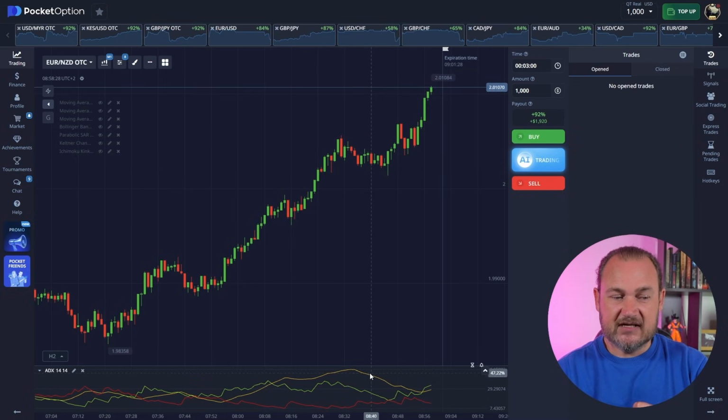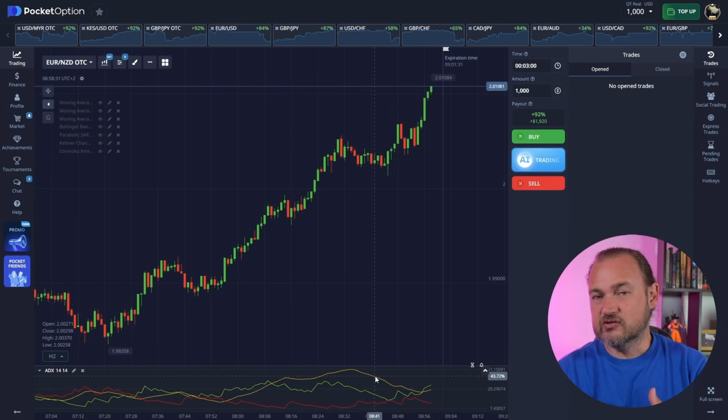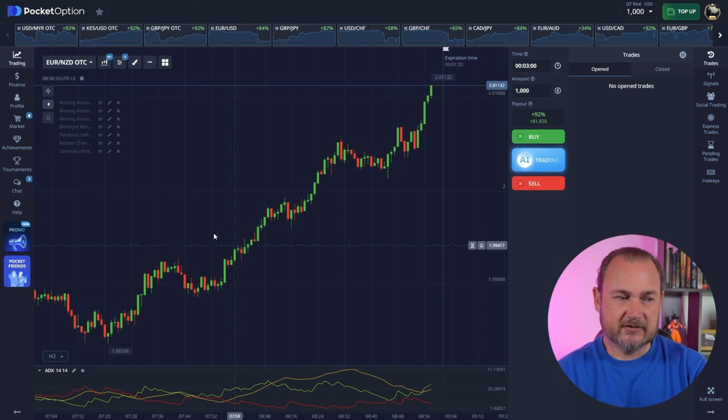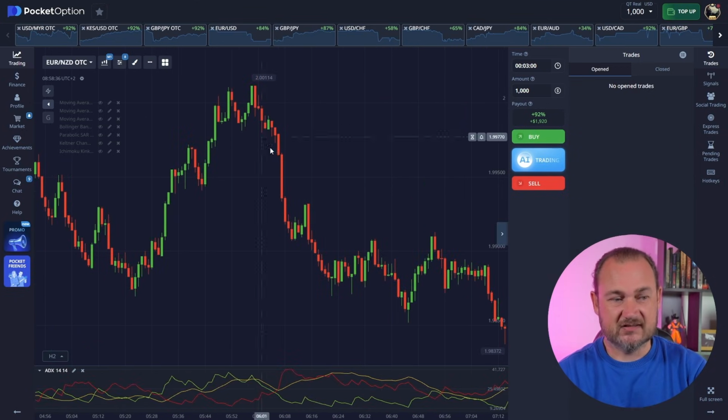So when the ADX starts turning and starts dropping, this is not a sign that price is reversing. The same is true for when there's a sell-off.